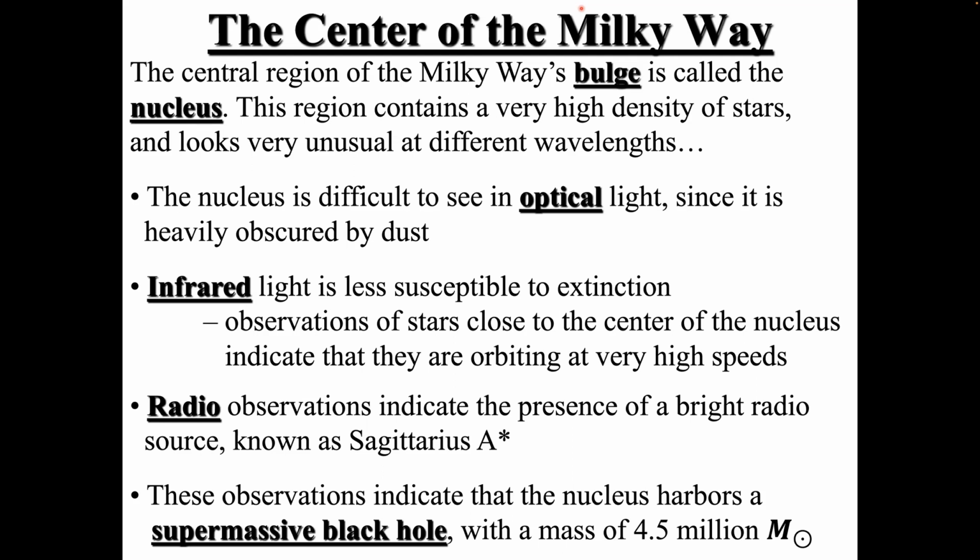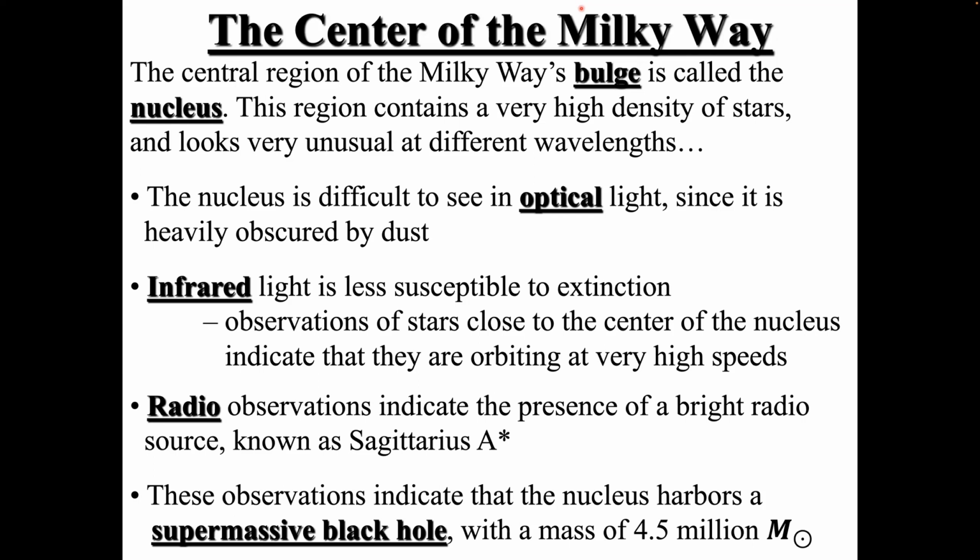So if you look at the very central region of the Milky Way, you have this bulge, and at the central region of the bulge, you have something called the nucleus of the galaxy. This nucleus region has a very high density of stars, a large number of stars packed in a very small volume. And this region actually looks very unusual at different wavelengths if you look at it.